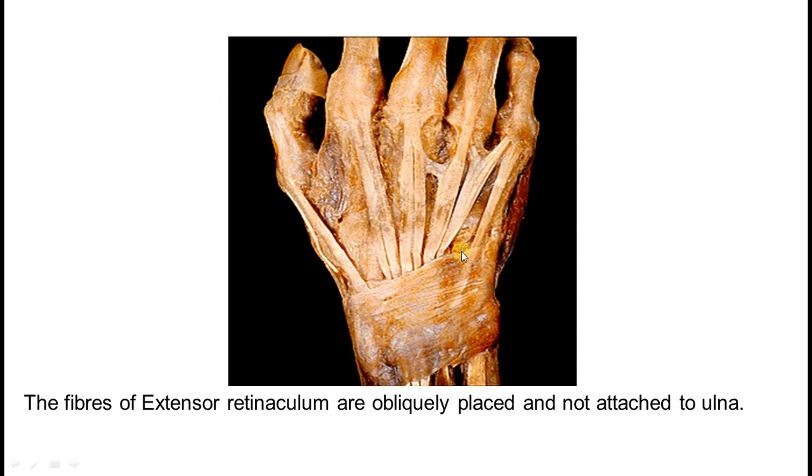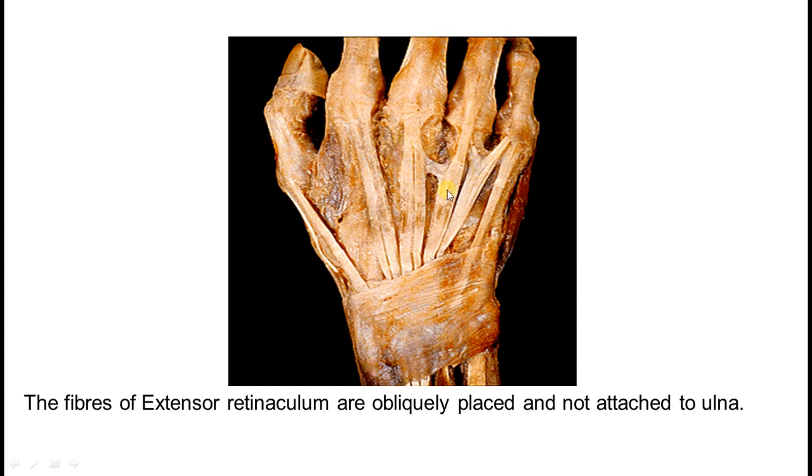So you are able to see the orientation or transposition of these fibers of the extensor retinaculum. They are somewhat obliquely placed. So from pisiform and triquetral, they get attached at a higher level into the anterior border of the radius just above the styloid process. They don't have an ulnar attachment. They have an attachment only to the triquetral and pisiform.